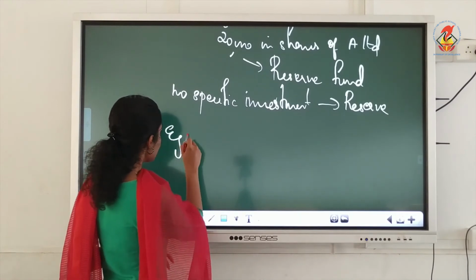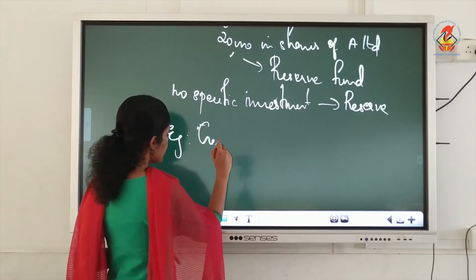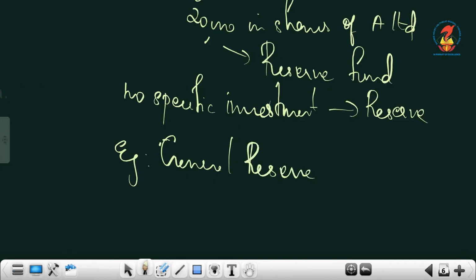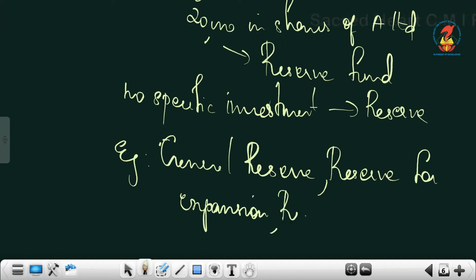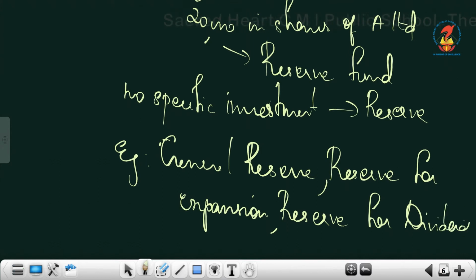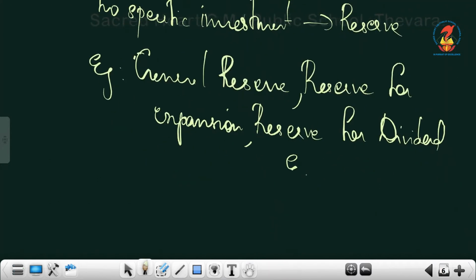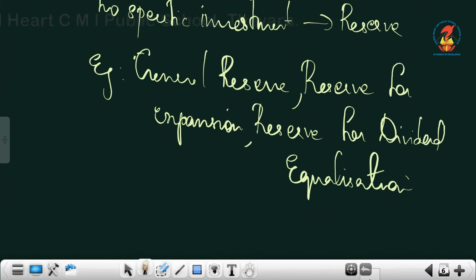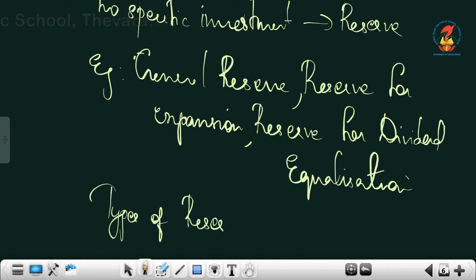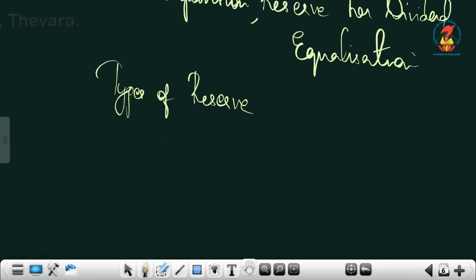Then for examples you can write general reserve, which is a familiar term for you. Then we have reserve for expansion, that means for the expansion of the business, the firm. Then reserve for dividend equalization. Okay, so all these examples you can write there. Next is types of reserve.